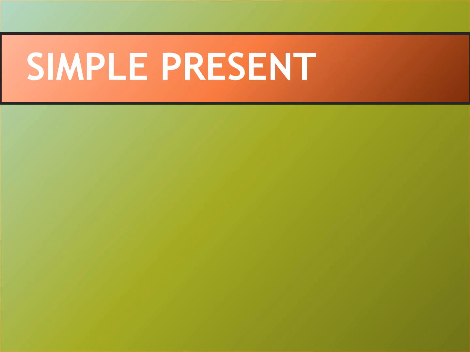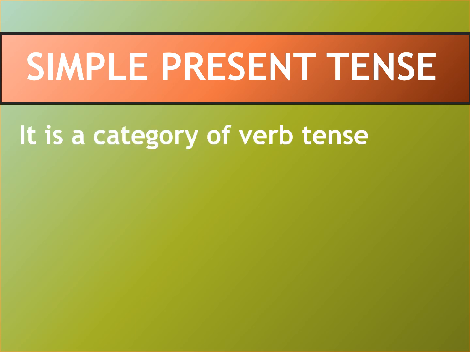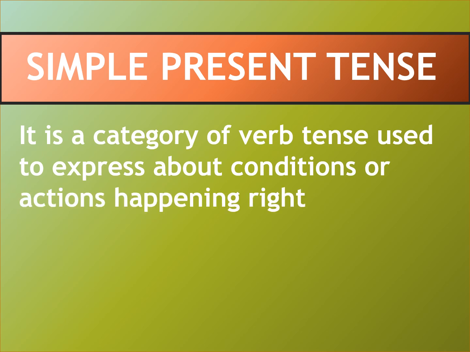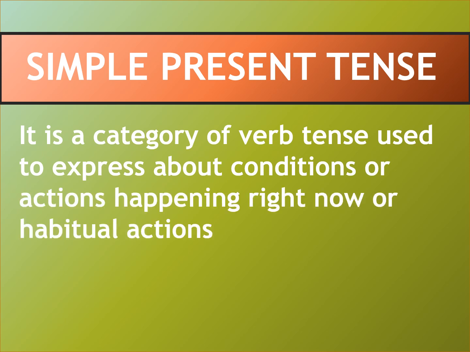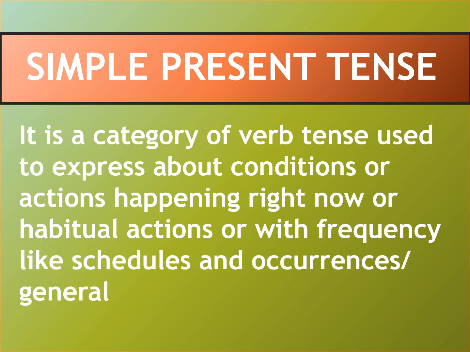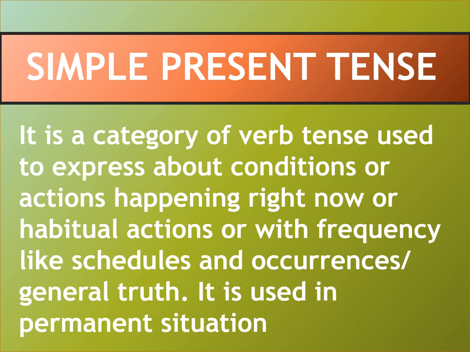Now let's have a simple present tense. It is defined as a category of verb tense used to express conditions or actions happening right now, or habitual actions, or with frequency like schedules and occurrences. General truth. It is used in permanent situation.